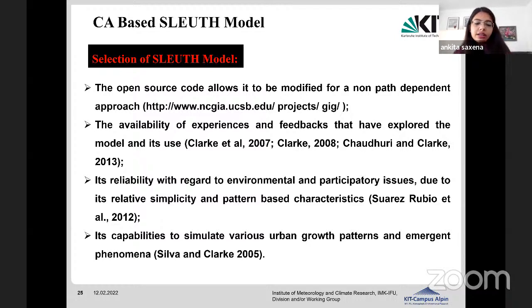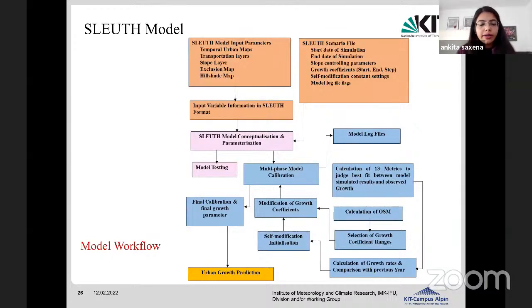Calibration is the crux of that model, which needs lots of information about the model and how urbanization works. So this is the complex part, how to calibrate the model. Otherwise, it is freely available, and if one is interested, one can test this model anytime. And this is the complete methodology of this cellular automata-based model, how it works.